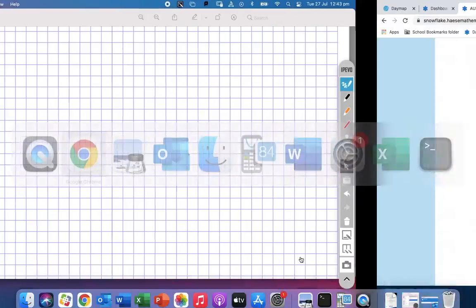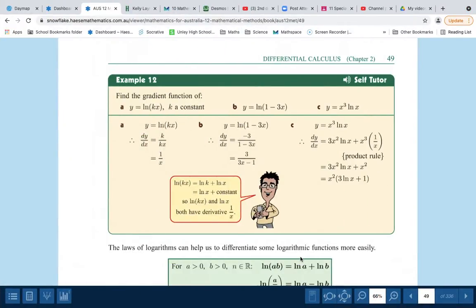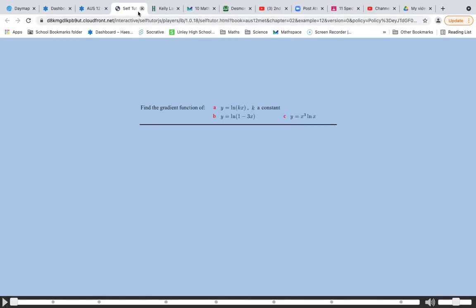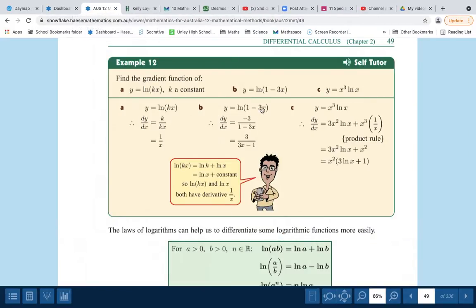We're doing derivatives of logs and I wanted to start actually by looking at their examples, they're good examples. A good one to start with is actually 1b. Here, so it's log 1 minus 3x.